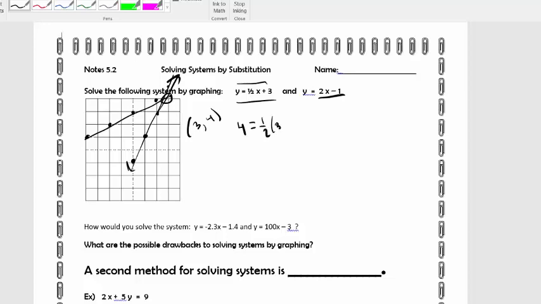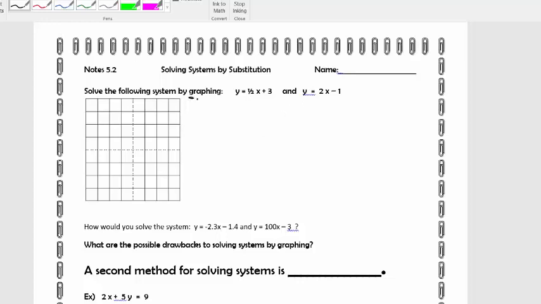So we're going to do 1/2 times 3 plus 3 and see if we get 4. And then we're going to do 4 equals 2 times 3 minus 1. So we're just going to plug that in for x and y, and we're going to work it out. For this one, I get 3 times 1/2 is 1.5. And for this one, I get 6 minus 1, which is 5. All right, so that doesn't work. In today's lesson, we're going to teach you another method to solving systems of equations.